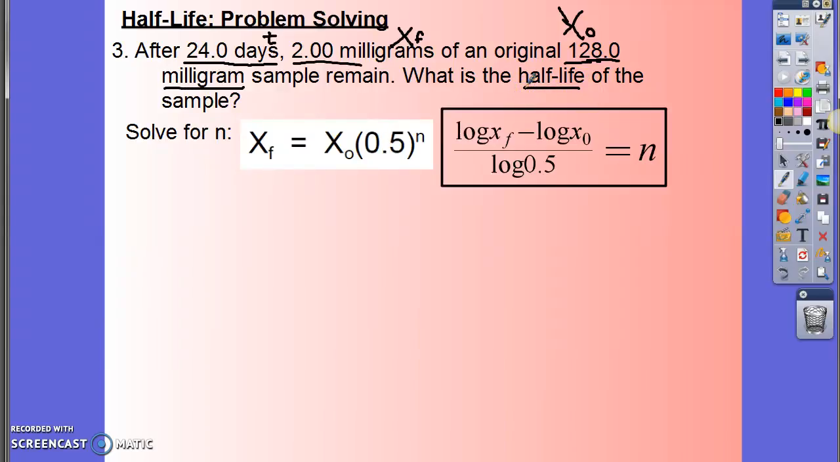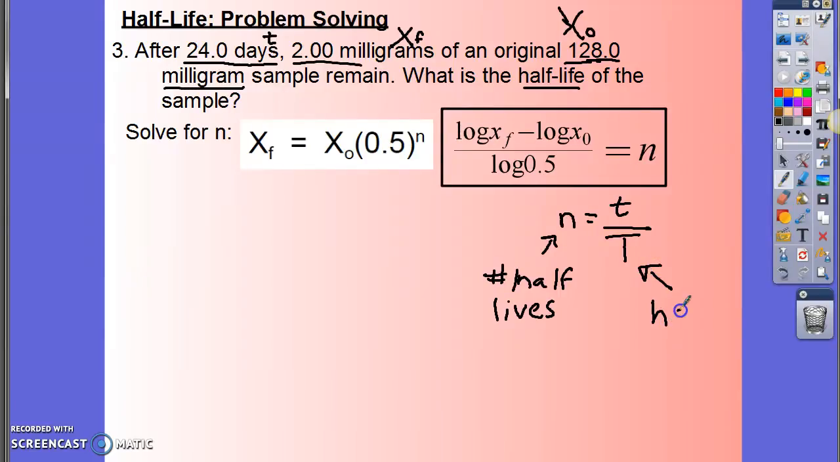Okay, and the question is, what is the half-life? What letter represents half-life? Is it N? Is it little t? Or is it big T? Well, we already know that little t is how much time has passed. And N is not exactly the half-life. It's the number of half-lives. When we're asked, what is the half-life? It's asking how much time is the half-life. So that is actually big T, half-life, and this is measured in time. Let's not forget that. All right, so we want to figure out big T.